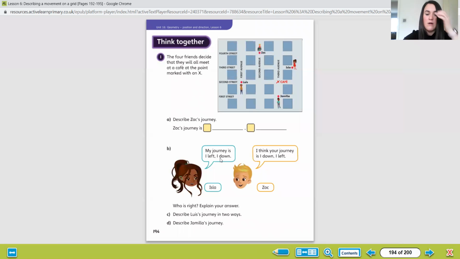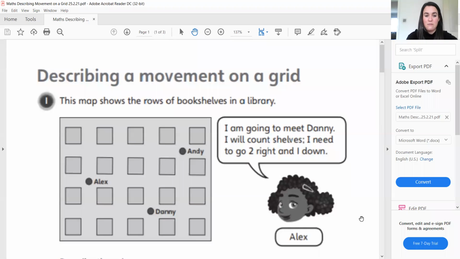Okay. Right. What I would like you to get on with now, hopefully, if you've collected your pack, you'll have this in your pack. If not, it will be on Showbie for you. But this is your job today. Again, very, very similar to everything we've gone through already. So what we're going to be doing is describing that movement on the grid. We've got a very, very similar kind of grid setup.